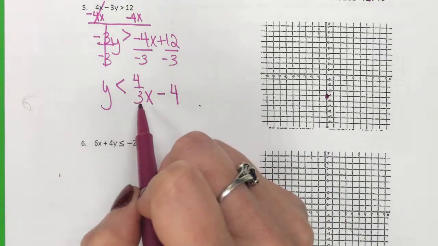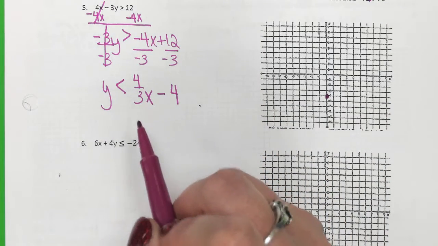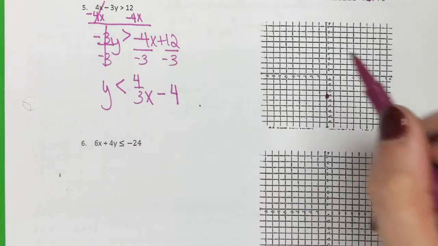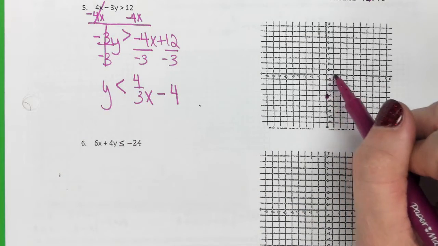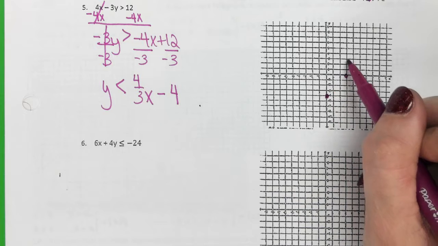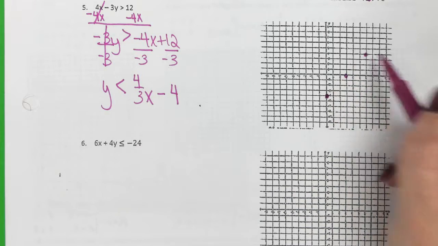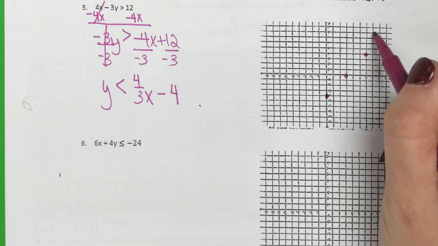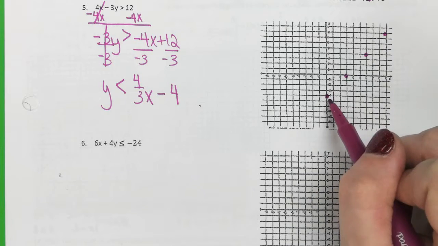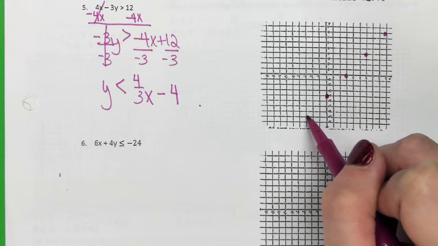All right, so we're going to start at negative 4. What's my slope? 4 over 3. So I'm going to go up 4 and right 3. 1, 2, 3, 4, 1, 2, 3. Or I can go down 4 and left 3.